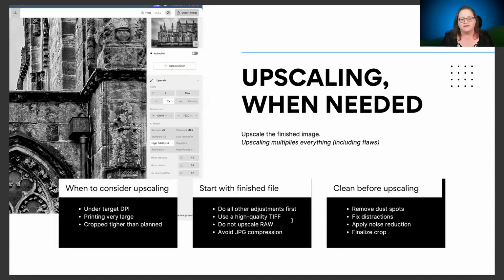I do recommend starting with your finished file. So do this as your very last step. If you need more pixels, do it after you've done your editing. Do it after you've done all of your finding distractions. Do it after you've done your final crop. Don't upscale the raw. So if you're starting out with a raw image, do all of your other adjustments first, save it as a TIFF, and then upscale that.